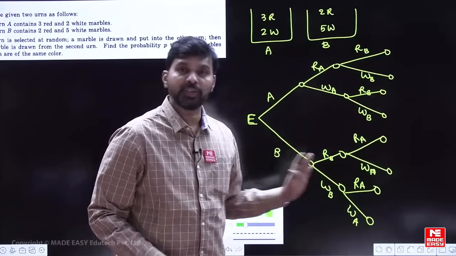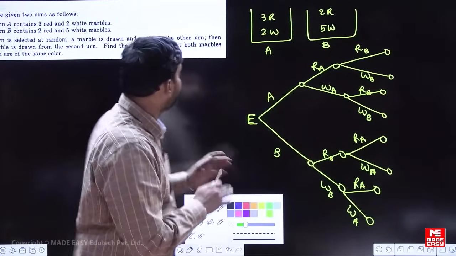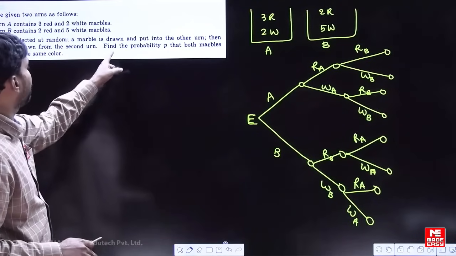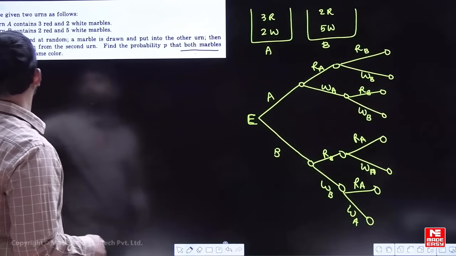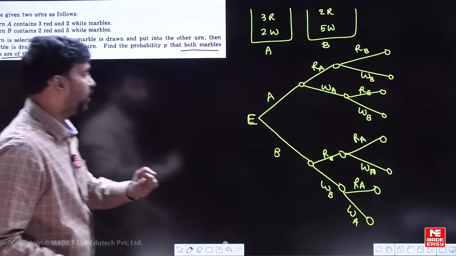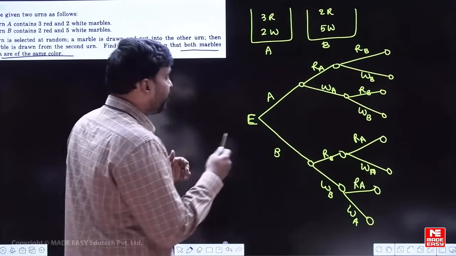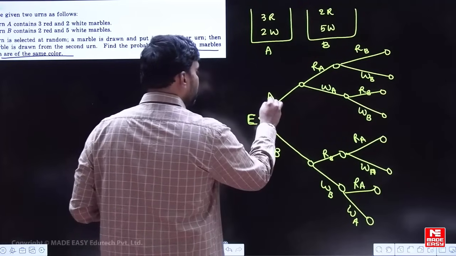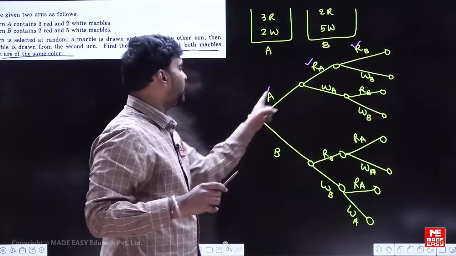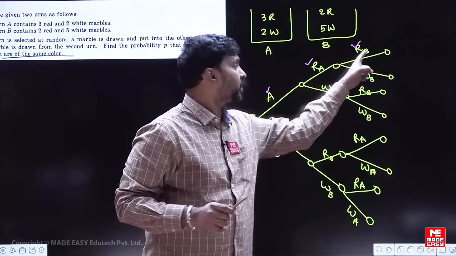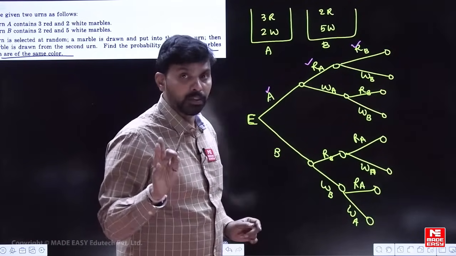These are the sequences of events. Now, what is that event? The event for which both marbles drawn are of the same color. In which events do we get the same color marbles? So this is A, R, R. In this transaction, you are getting 2 red marbles, the same color.